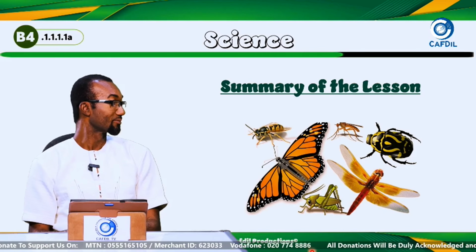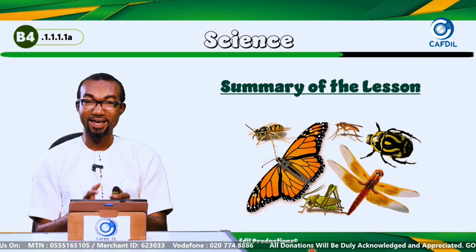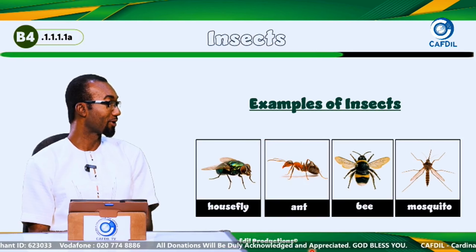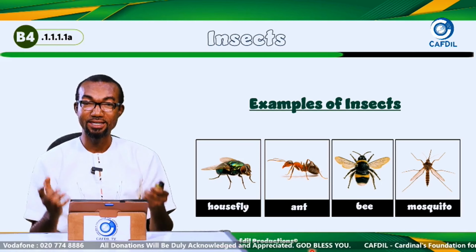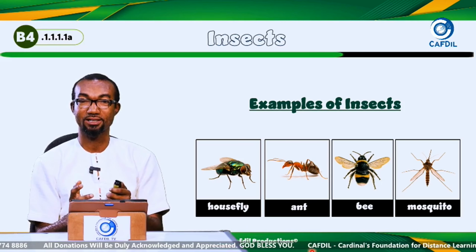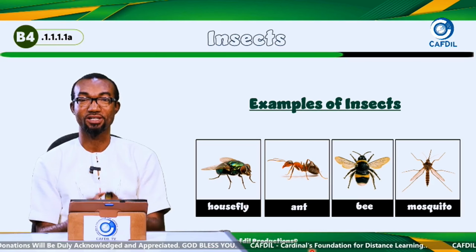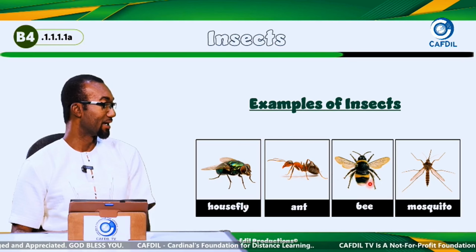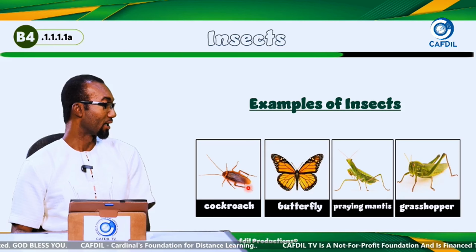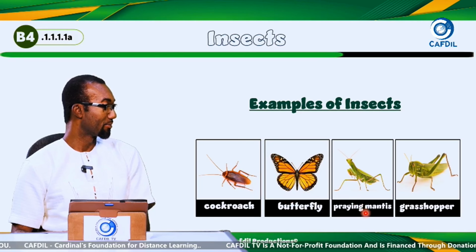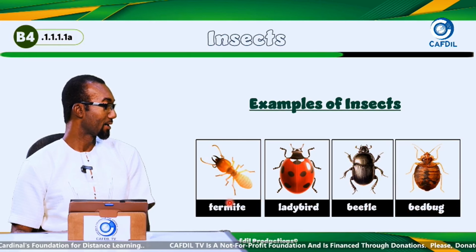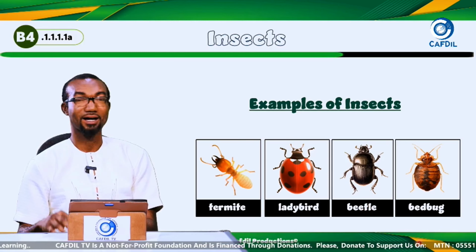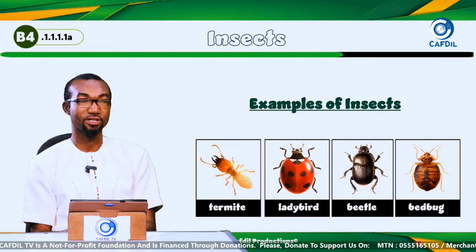Good. Now we have come to the end of lesson 1 on insects. So let's do a recap of what we learned today. We looked at insects as the smallest of all animals with 6 legs. So we looked at the housefly, the ant, the bee, the mosquito, the cockroach, butterfly, praying mantis, grasshopper, termite, ladybird, beetle, and bedbug as examples of insects.